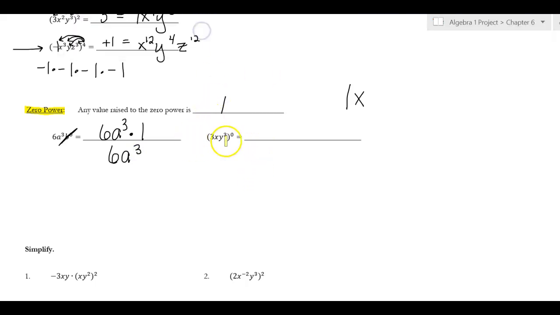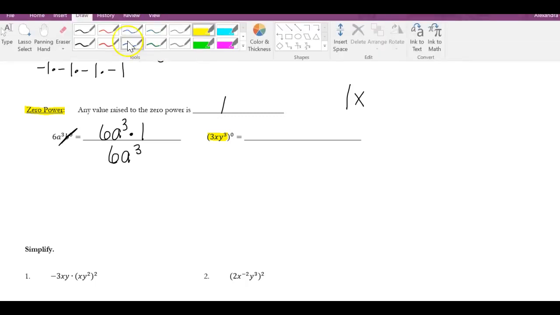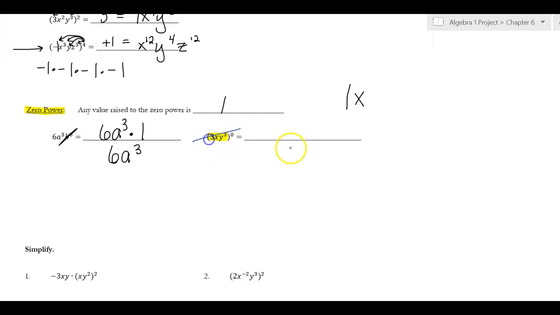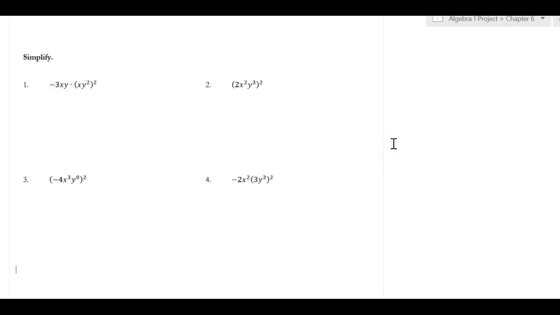This time, you see how it's on the outside? So it's saying this whole thing is brought to the 0 power, which means that whole thing is gone, and it's just 1. Okay, so let's go ahead and look at these examples.